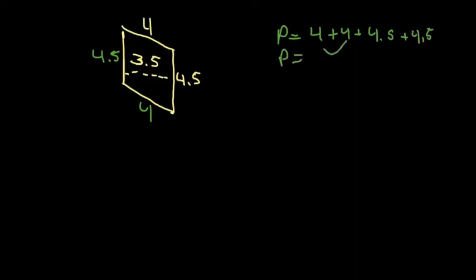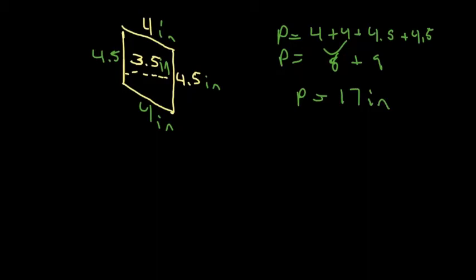4 plus 4 equals 8. 4.5 plus 4.5 is equal to 9. And so my perimeter would be 8 plus 9, which is 17. Let's get these units. So let's call these all inches. So it would be 17 inches.